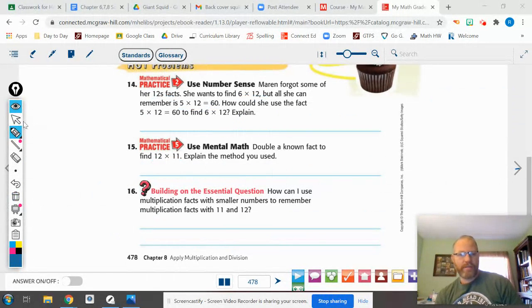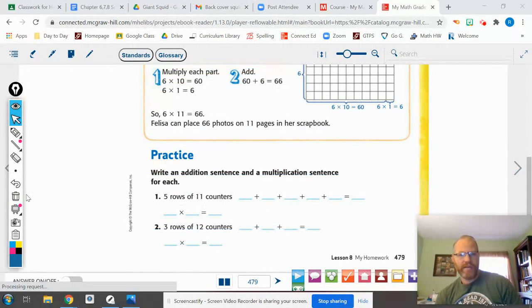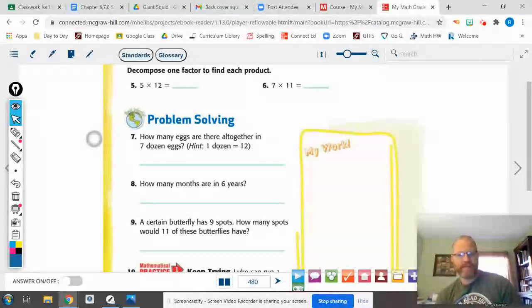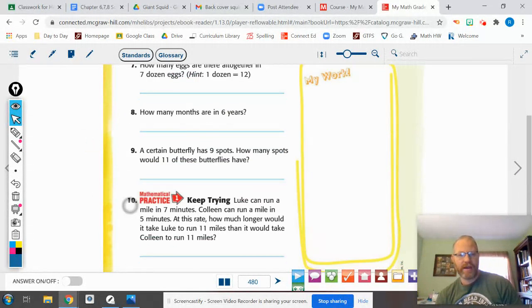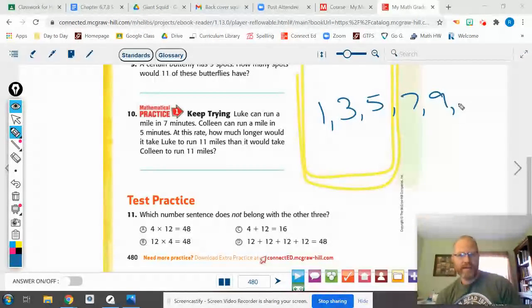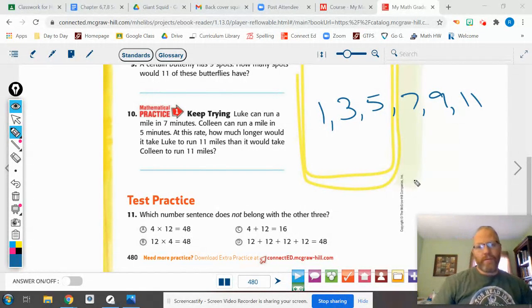So let's go on to the homework and look at what we are completing for homework today. We're starting with number 1. Do number 1. Then turn the page to the back. Do number 3, 5, 7, 9, and 11. So we're doing all the odds. 1, 3, 5, 7, 9, 11. So you're going to work on those independently. 1, 3, 5, 7, 9, and 11.